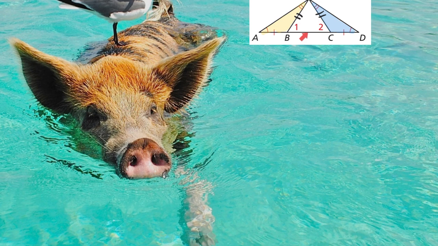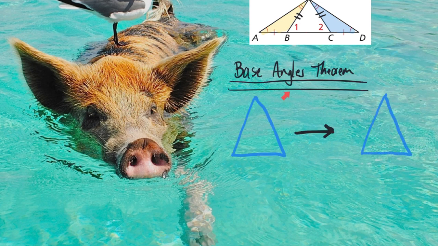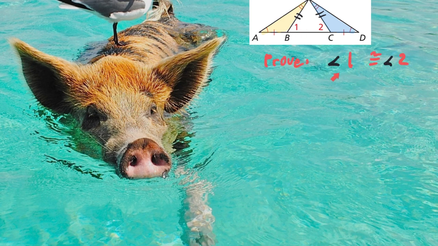to angle 2. Recall that the base angles theorem says if a triangle is isosceles, then its base angles will be congruent. So if we can show that this triangle in the middle is isosceles, then we'll be done. Because remember what they asked in this problem. Prove that angle 1 is congruent to angle 2.